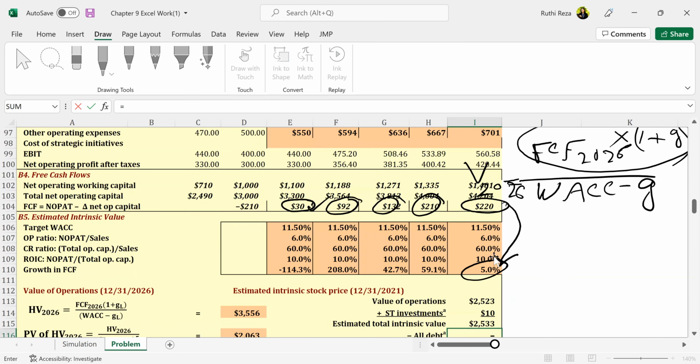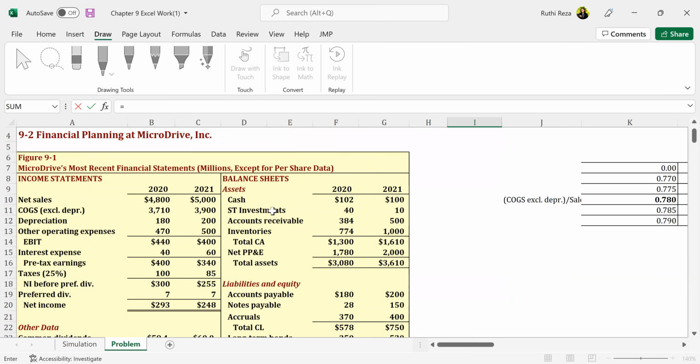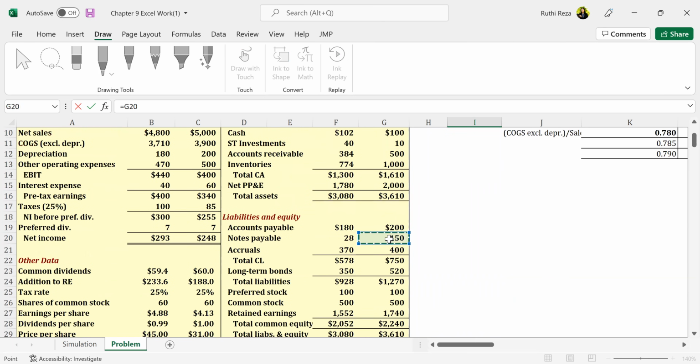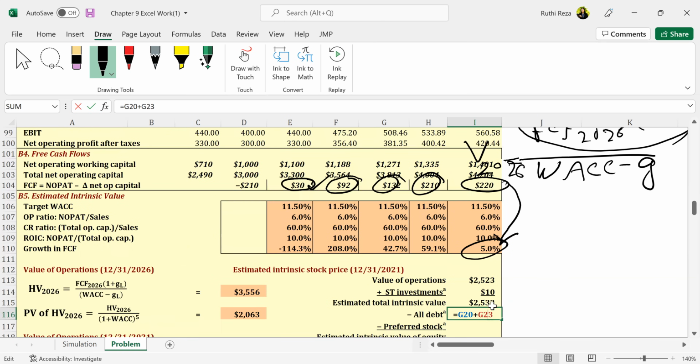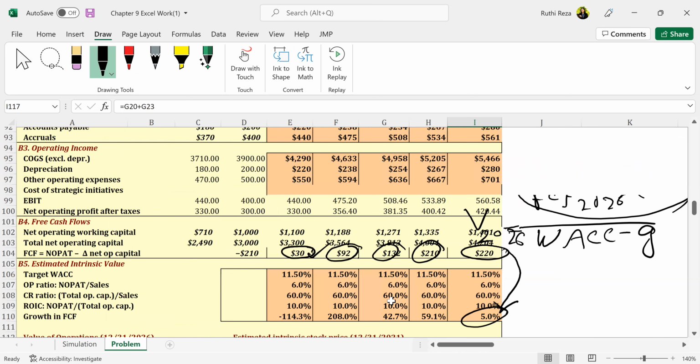So all debt in the current year is your notes payable plus your long-term debt. So this is how you get the value of all debts. And then preferred stock.